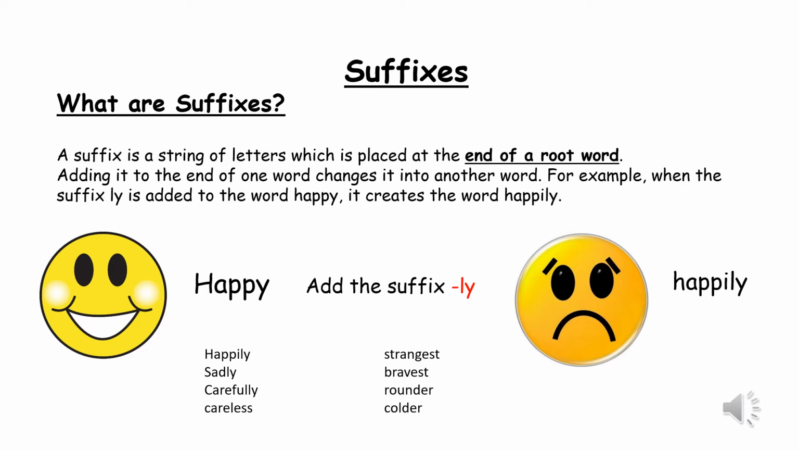Remember, your capital letters need to look bigger and taller than your other letters. A suffix is a string of letters which is placed at the end of a root word. Adding it to the end of the word changes its meaning. For example, when we add "ly" to a root word, for example, happy, if we were to put "ly" on the end of happy, it creates a new word, happily. So happy, add the suffix, becomes happily.